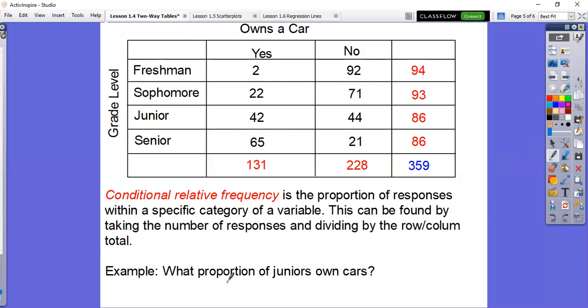So of those juniors, 42 out of 86 of them own cars. So when I do 42 divided by 86, I get roughly 0.49. So that is the proportion of juniors that own cars. Another way that we can think about this is roughly 49% of juniors own a car at this school.